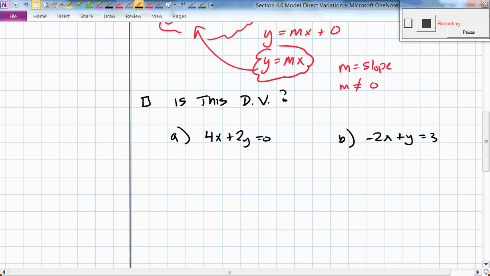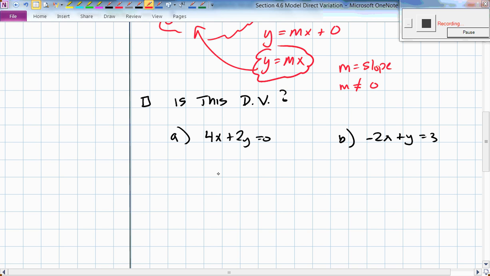Let's go ahead here. So you've had a little bit of time to think about it. For part A, is this one direct variation? Raise your hand if you say yes, part A is direct variation. Let the record show almost 90% of the class has their hands up. And then part B, is that direct variation? Yes or no? Everyone says no on that one. Okay, let's talk about why.